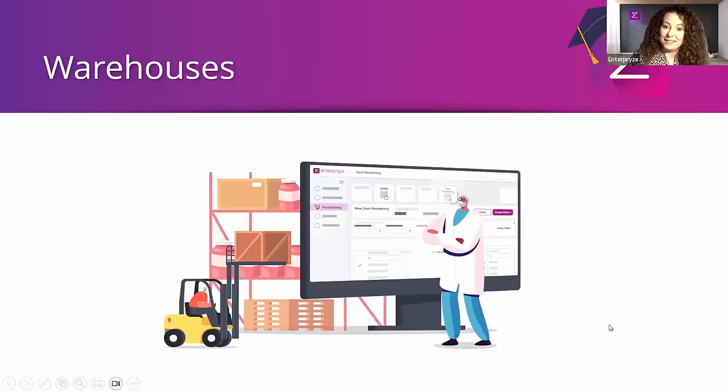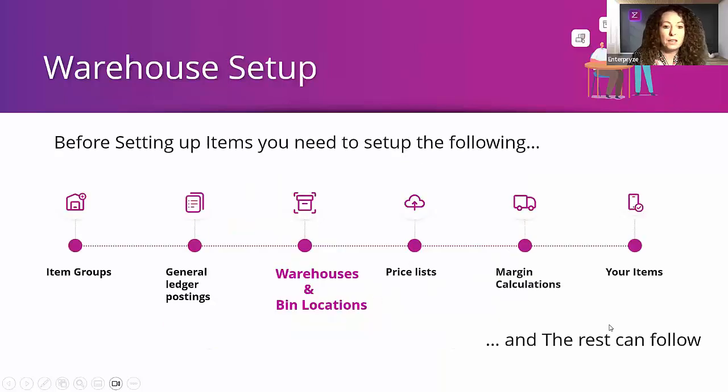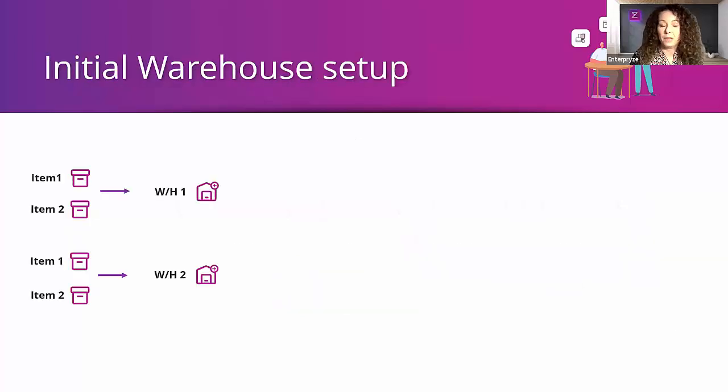So warehouses, moving on. Again, just another part of the initial setup: warehouses and bin locations. These are things that can be added in. There's always a primary warehouse that's defined within the system. When you first load up Enterprise, you will always have a general warehouse, so you can expand from that. Everything has to exist in one location to begin with.